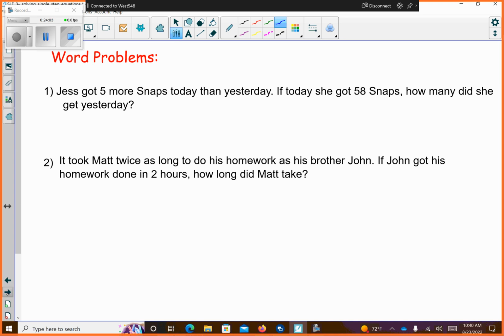All right. So, let's see. Jess got 5 more snaps today than yesterday. Okay, so let me highlight a couple of things. Jess got... I think the 5 more means something. Today and yesterday might mean something contextually with the problem. As a math person, what does 5 more mean to you? Think about it. 5 plus, addition? I like it. Okay, so watch.